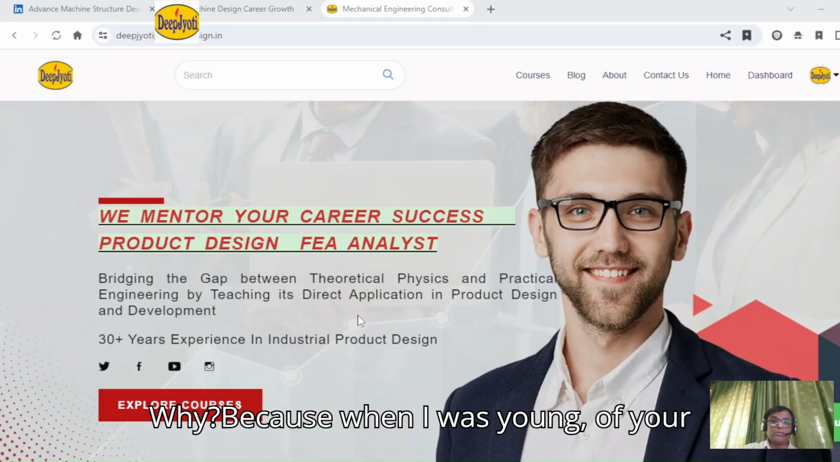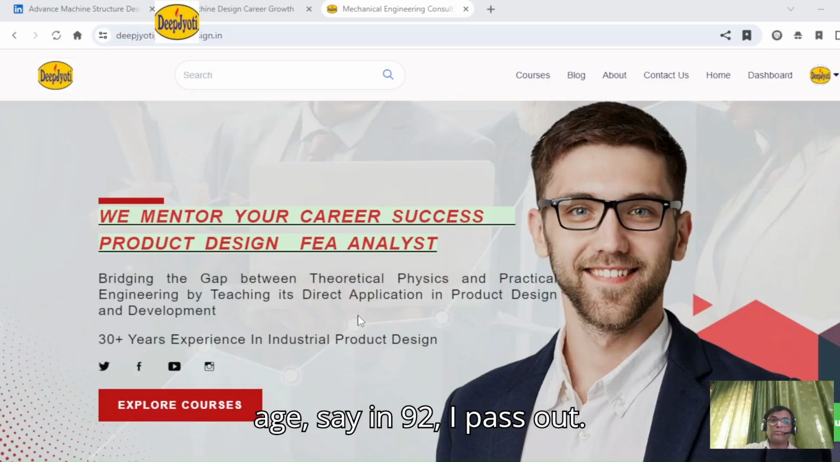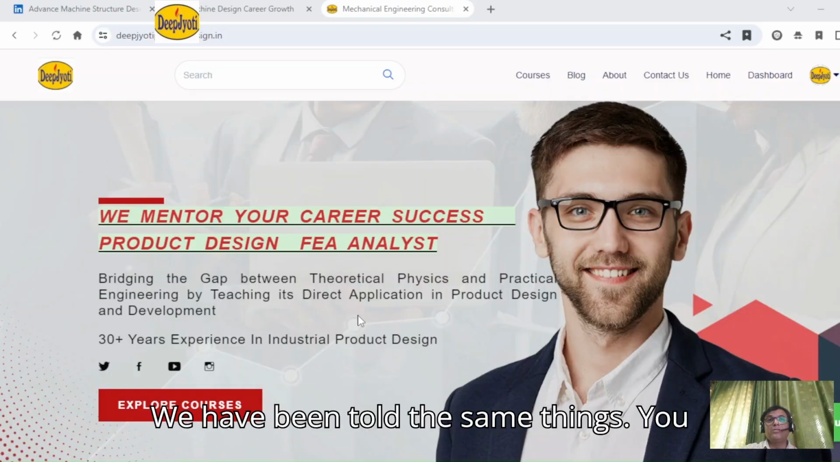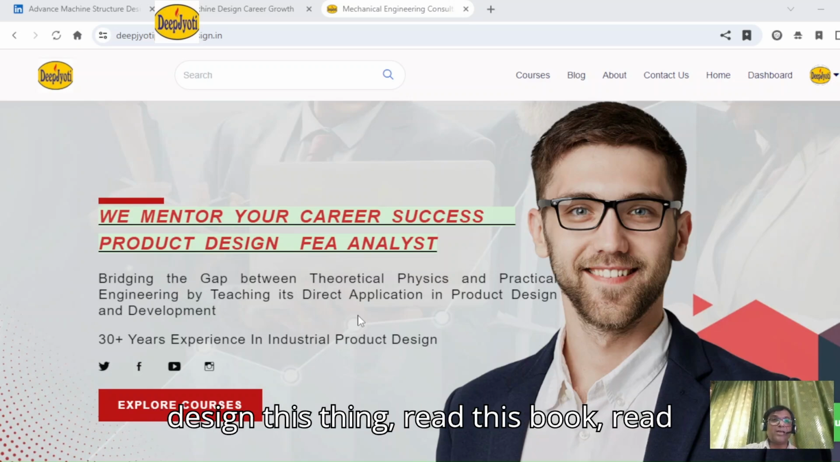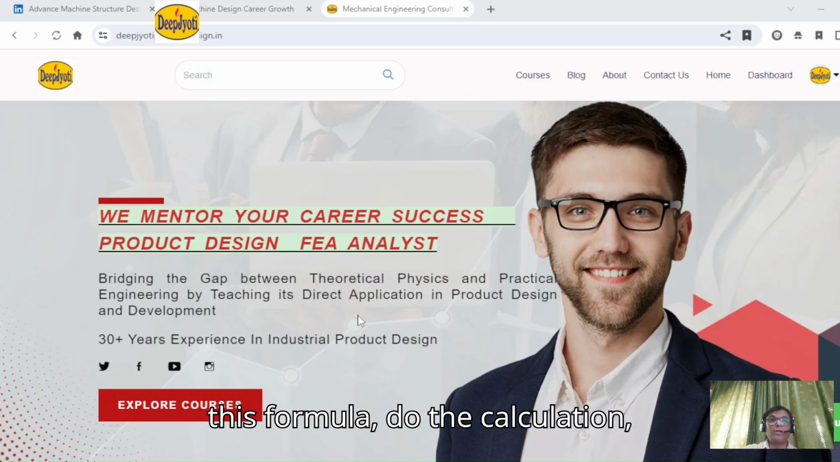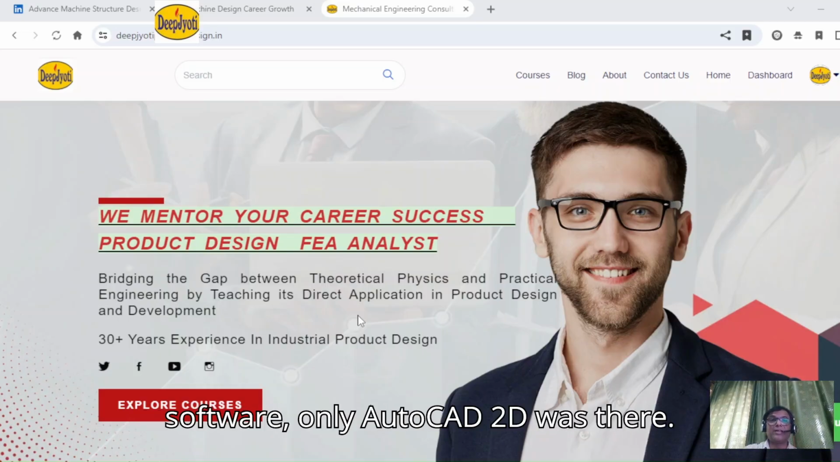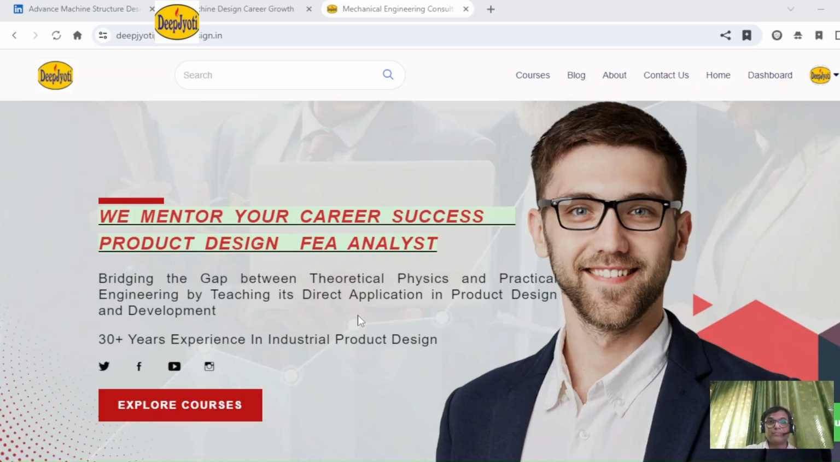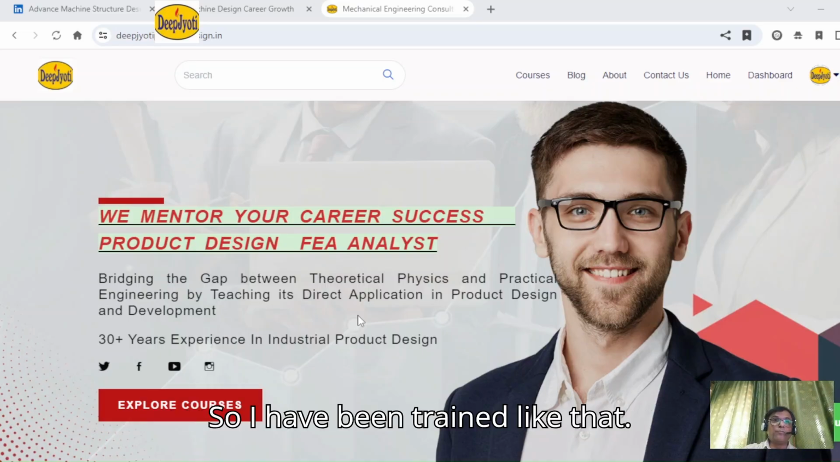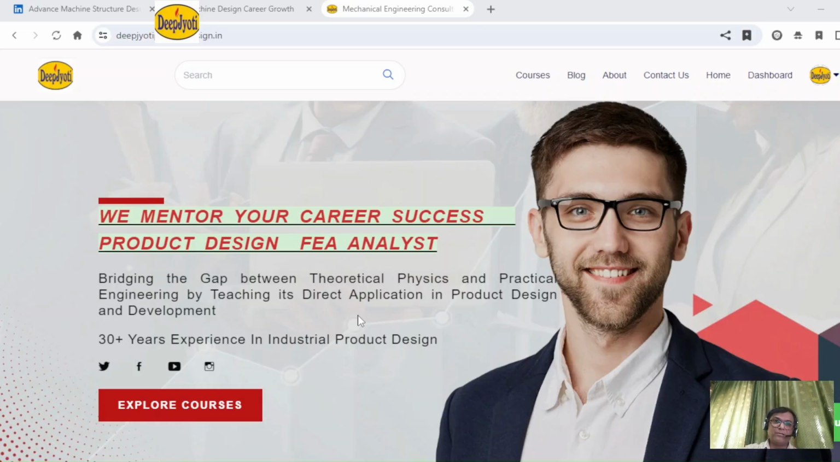Why? Because when I was young, of your age, say in 92, I passed out. We have been told the same things: you design this thing, read this book, read this formula, do the calculation, come back to me. In our era, there was no software. Only AutoCAD 2D was there. So I have been trained like that.